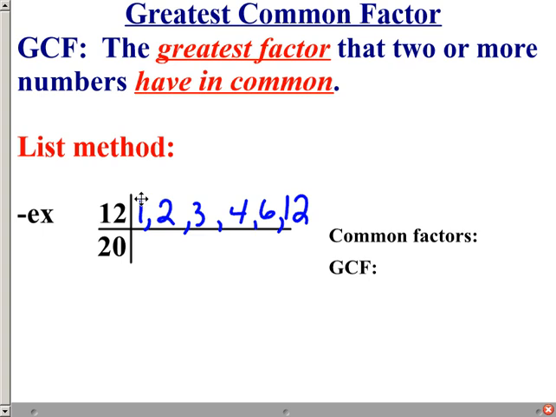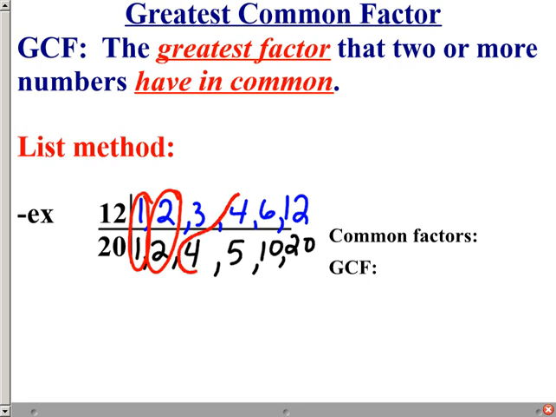My factors of 20 would be 1 and 20, so 1 times 20, 2 and 10, 4 and 5. Now I start looking for common factors. So that means numbers that are on both lists. 1 is on both lists because it goes into both 12 and 20. 2 is on both lists because it goes into both 12 and 20. 4 is on both lists. It goes into both 12 and 20. Those are all of the numbers that are on both lists. So my common factors of 12 and 20 are 1, 2, and 4. That means my greatest common factor, the biggest number that they both have in common, is 4.